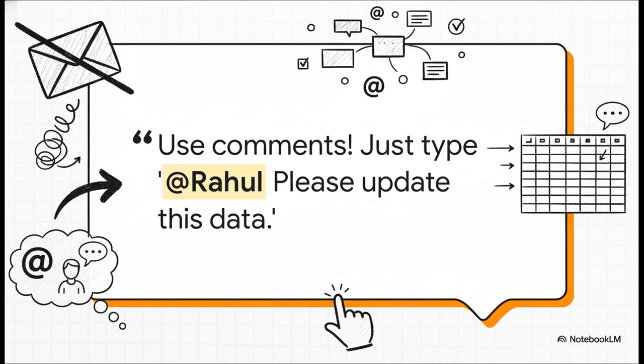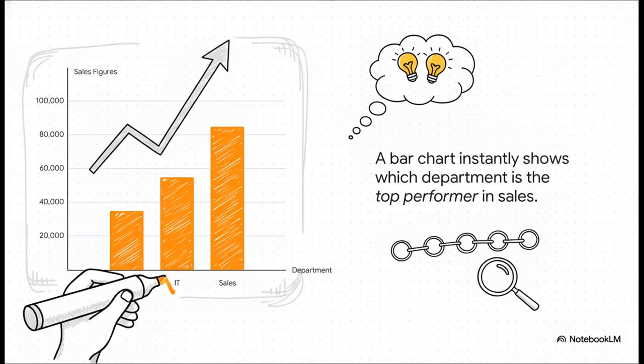So much cleaner. Let's be honest, a big table of numbers can make your eyes glaze over. But a chart tells a story. Look at this. A simple bar chart can instantly show you which department is crushing it in sales. It turns that raw data into a clear, visual insight that anyone can understand in a second.